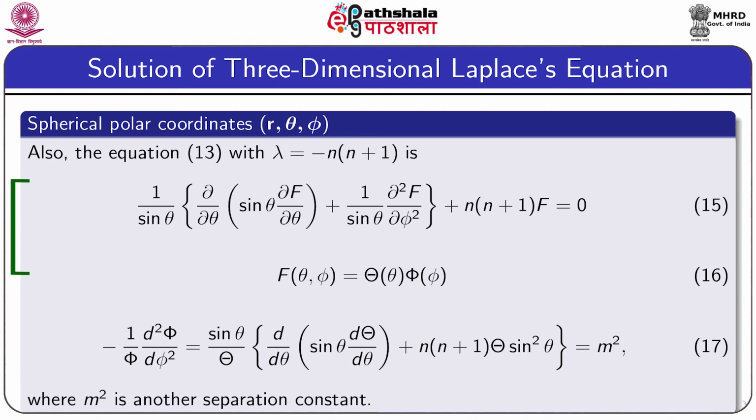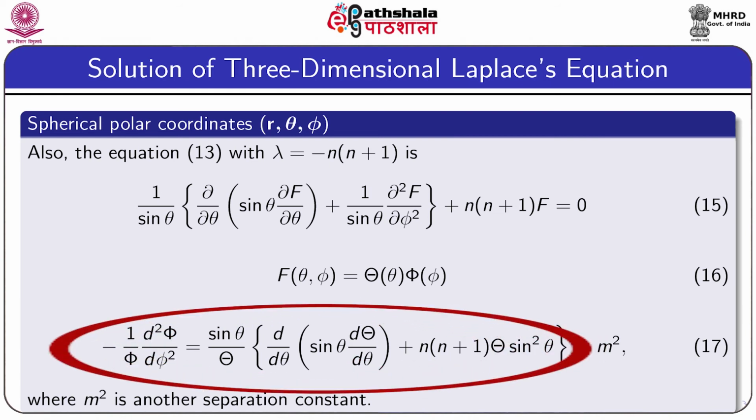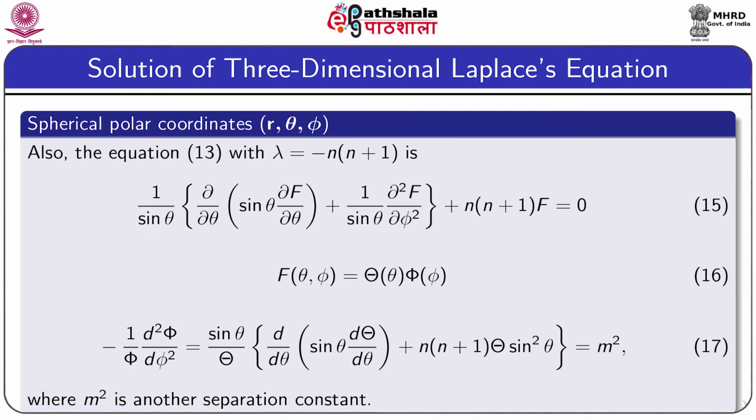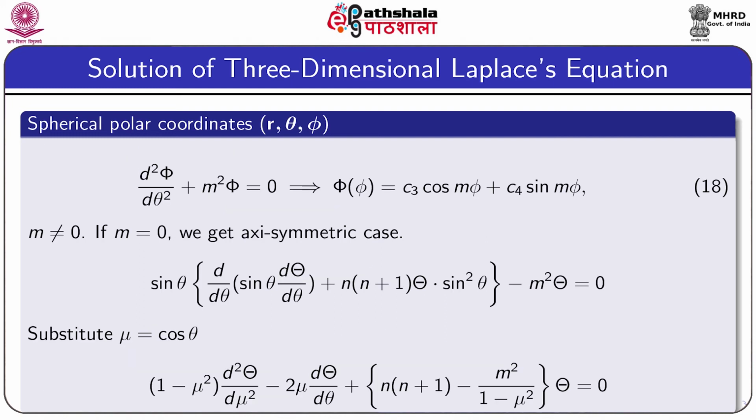Now, we are again applying the method of separation of variables. So, we are writing F as the product of capital Theta and capital Phi, and we are substituting 16 in 15 to obtain a relation which is written in 17. Here we are separating the variables phi and theta from this relation in this way. So, in the left hand side we have only the function of phi, and the right hand side is only the function of theta, and we equate the left hand side to m square and this expression to m square, and we get two equations which are written here.